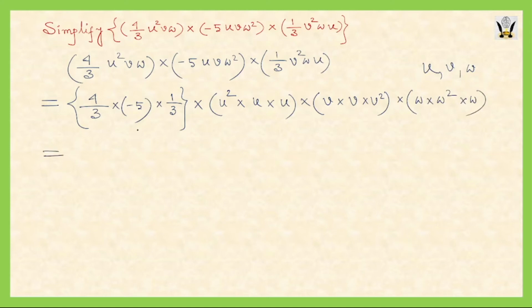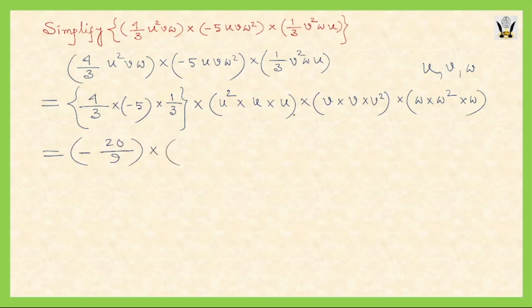Now if we simplify the multiplication of the constant terms, here 4 is not a multiple of 3, and the same is true of 5. So simply it will be 4 multiplied by 5, 20, and we have a minus sign also, so it will be 20 divided by 3 multiplied by 3, 9. We cannot simplify this to any reduced or simplified factor.